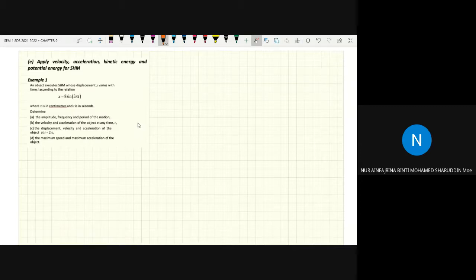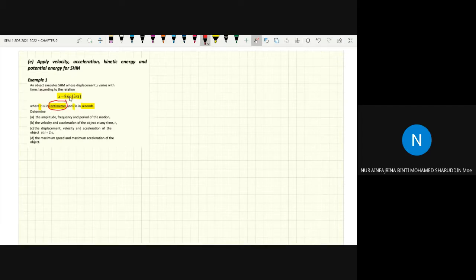So dia cakap an object executes simple harmonic motion whose displacement x varies with time according to the relation. So actually x and y ini adalah displacement. Tak kisahlah awak guna yang mana-mana pun boleh. Dia just a symbol for displacement. Okay, but this is very important. Miss nak korang highlight, this is the simple harmonic equation where x in centimeters and t in seconds.